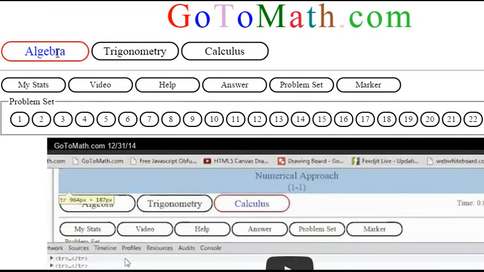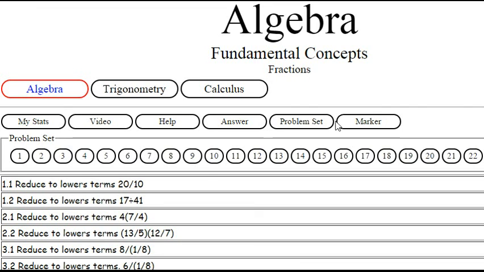Alright, we're over here at GoToMath.com. Let's click on the algebra, go down to fractions.